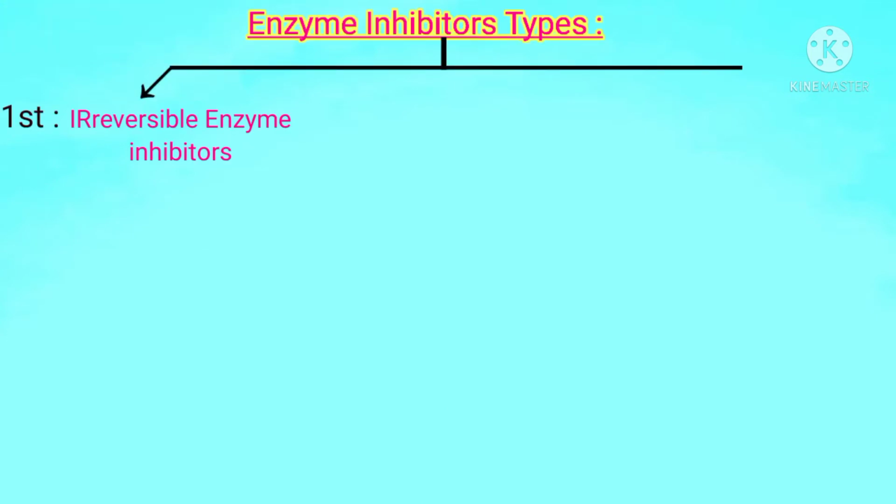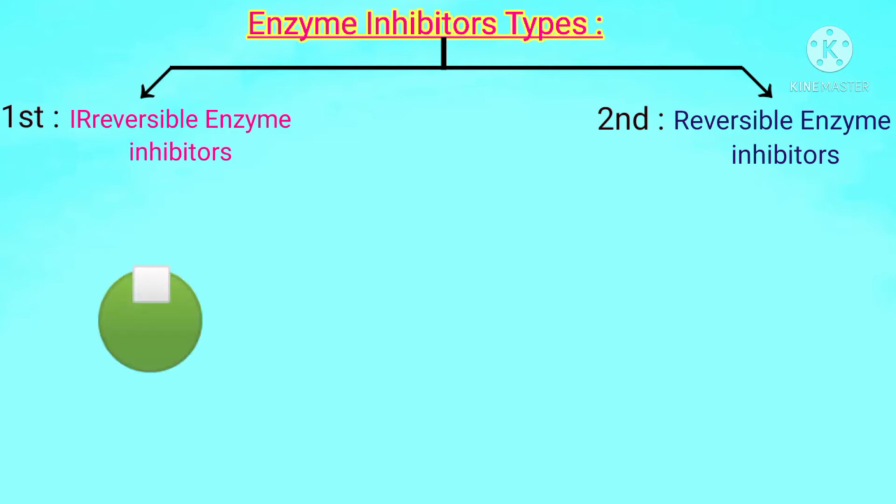Students, next we talk about the types of enzyme inhibitor. First one is irreversible enzyme inhibitor and the second type is reversible enzyme inhibitor. To understand the irreversible enzyme inhibitor, let's suppose this is our enzyme and this is our irreversible inhibitor. This irreversible inhibitor occupies the enzyme's active site and will remain in this attached form, or it may destroy the active site of the enzyme permanently.